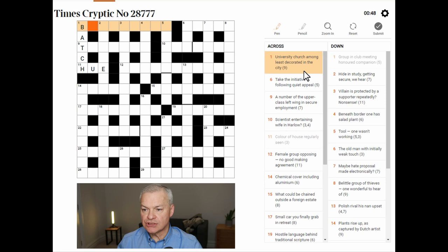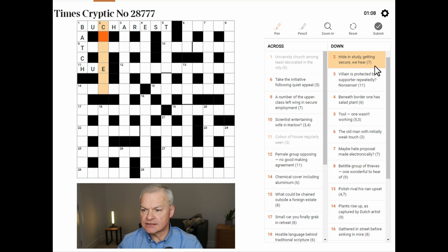University church among least decorated in the city. Well, I'm thinking this is Bucharest because university is U and church is CH, the abbreviation. Among least decorated, amongst barest, and then Bucharest is a city.